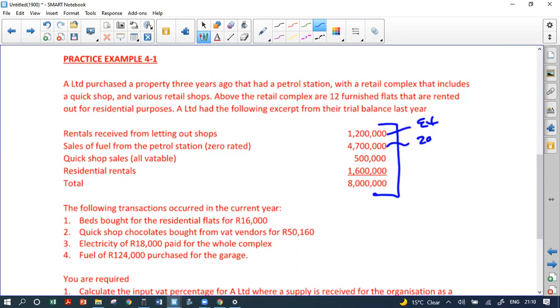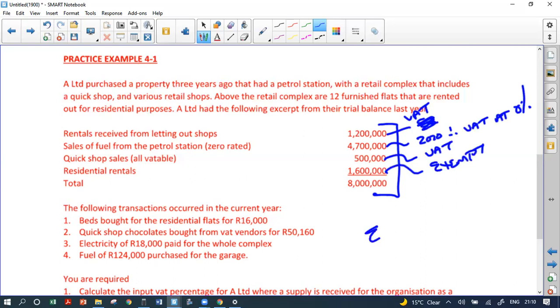Fuel is zero rated, therefore it's VATable. There's VAT at 0%, so we'd use it. Quick shop sales, there's VAT. Residential units, okay, this for letting out shops, there's VAT, sorry. And then 1.6 million for residential units, there's exempt. So what you do is you'd say all the zero rated stuff is VATable.